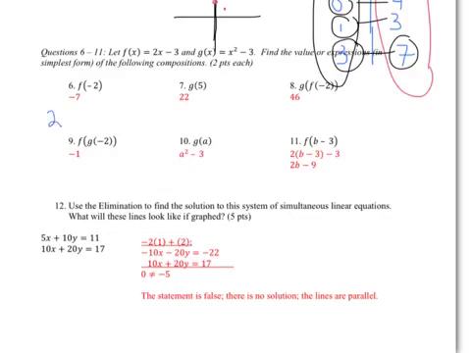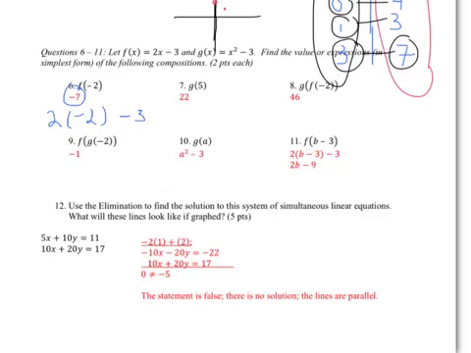So we write the function, and wherever the x was, we can leave a blank. And remember that we're going to plug in negative 2 for that blank, because that's what number 6 is asking us. Find the function value f at negative 2. 2 times negative 2 is negative 4. Negative 4 minus 3 is indeed negative 7.